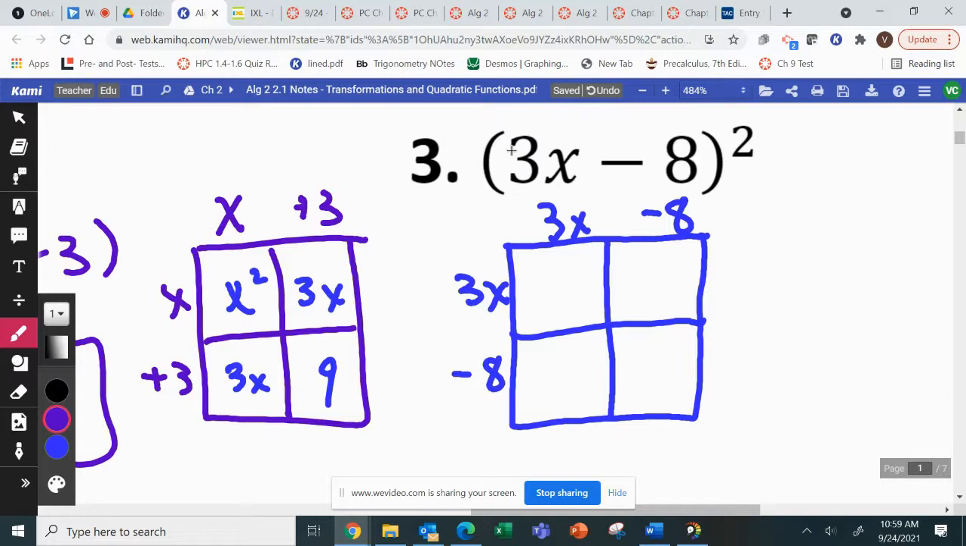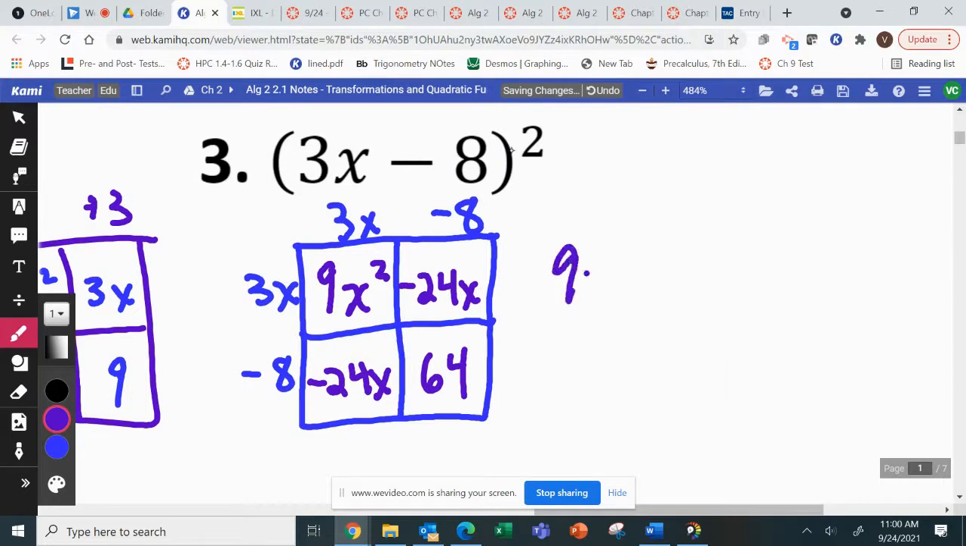So if I multiply 3x and 3x, I get 9x squared. 3x times minus 8 is negative 24x. I get negative 24x here, and I get positive 64. I combine my like terms.